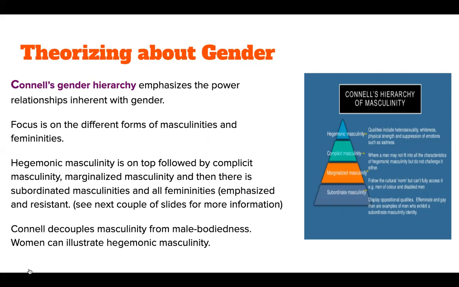literally is no space in the common imagination of the modified patriarchy for resistant femininity. And before I leave the slide, it's just worth noting, as your book notes, that Connell decouples masculinity from male-bodiedness. And so she gave examples of women who can illustrate hegemonic masculinity.